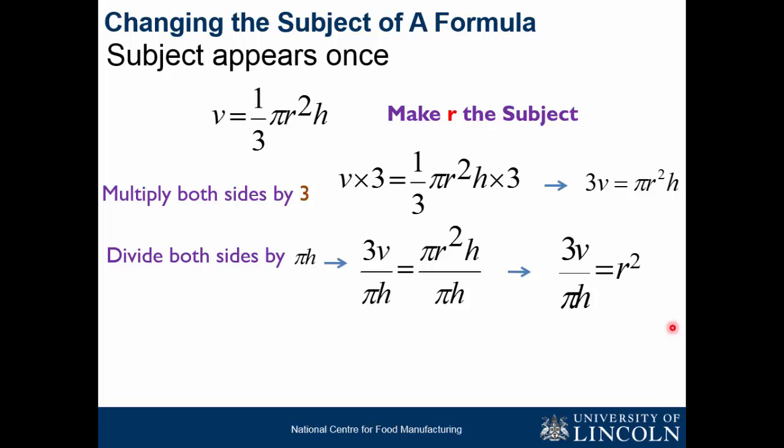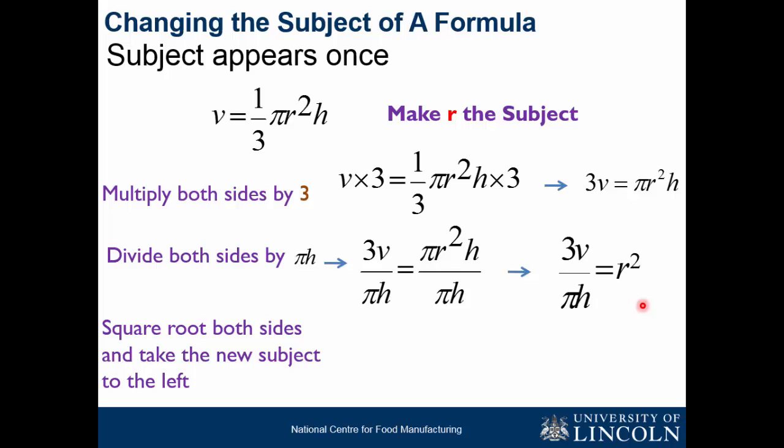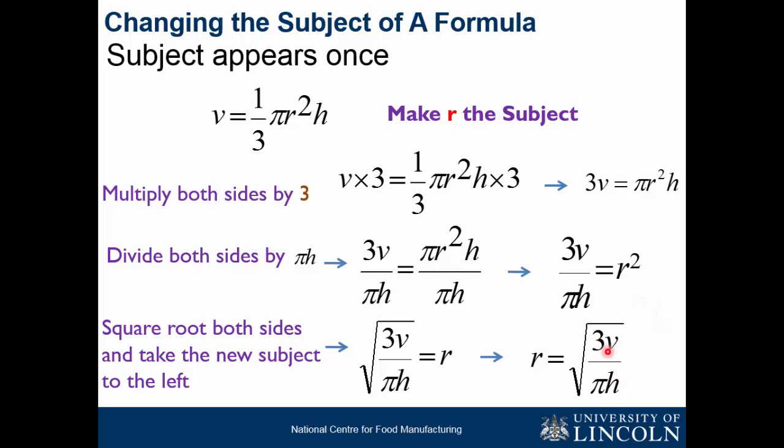Now the next thing we want to do, because the interest is not r squared. Our interest is to make r the subject of the formula, look at the question. So to find r, we need to find the square root of both sides. When you find the square root of both sides, you have the square root of 3V over pi h. Then the square root of r squared is r. Then moving the subject to the left, r equals the square root of 3V over pi h. So here we've been able to make r the subject of the formula. We started with V as the subject of the formula.